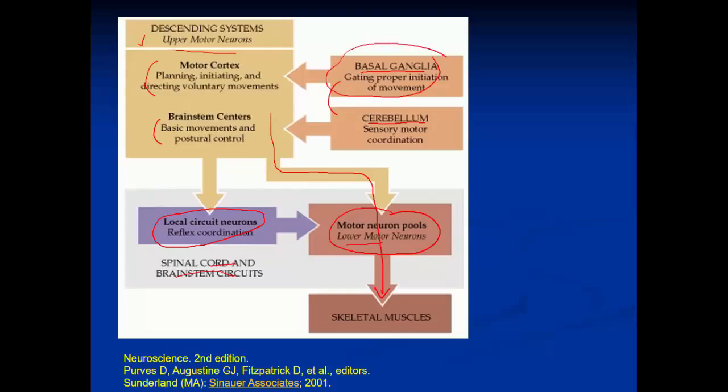In turn, they can influence local circuit neurons. So I talked about that inhibition. Almost always, this regulation of local circuits is going to be inhibitory from the brain. And I did mention if you sever this, often you will see a lack of inhibition. That's called disinhibition. And we'll see very strong reflexes. And that's a very bad sign.